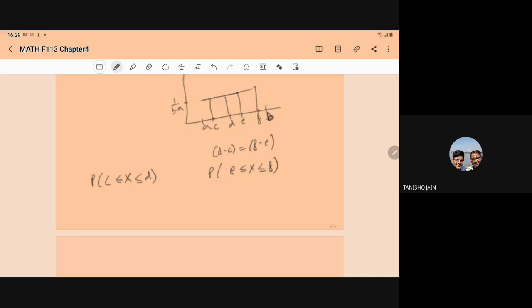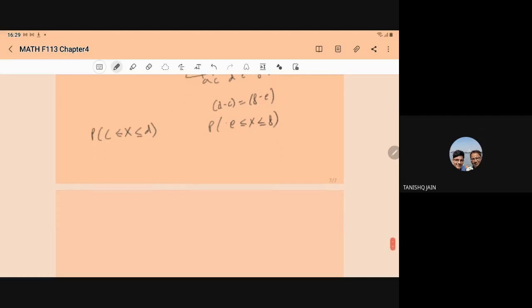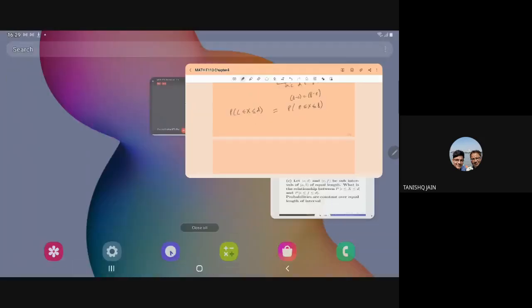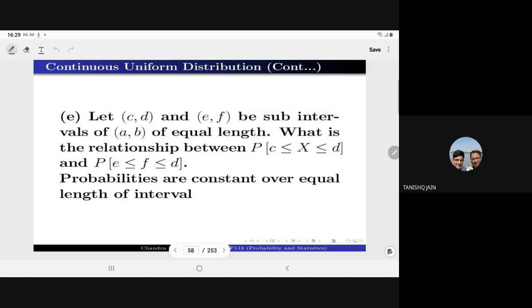So naturally, probability is what? Area below the probability curve fx. So when CD is equal to EF, they will enclose the same area. It means what is the relation? They are equal. Right here, they are equal. So probabilities are constant over equal lengths of the interval.